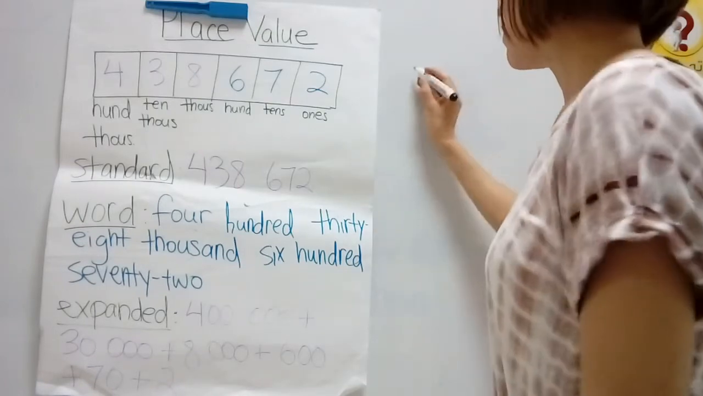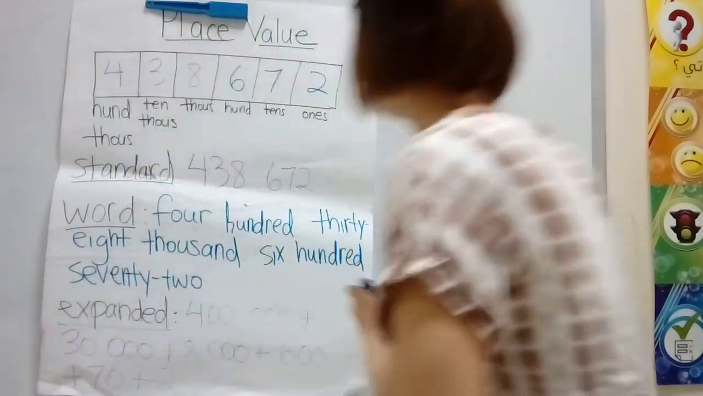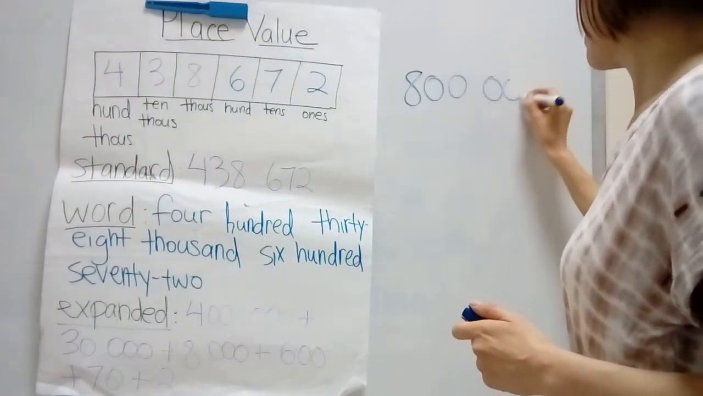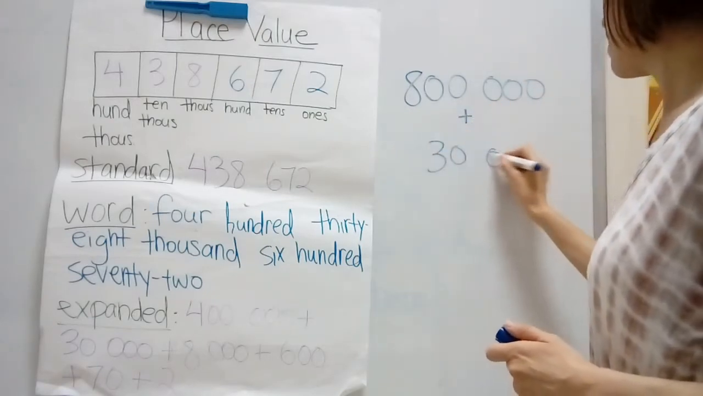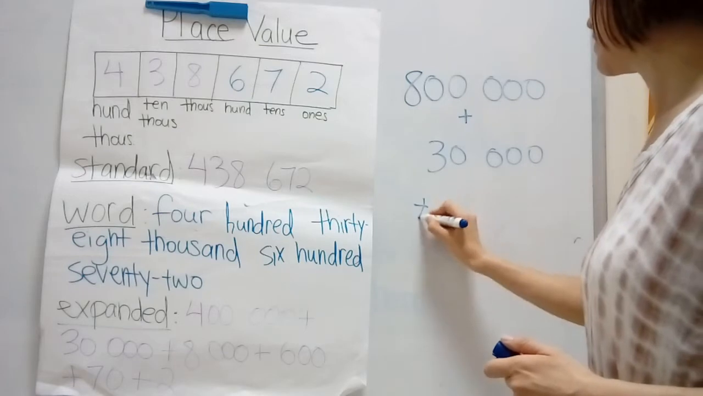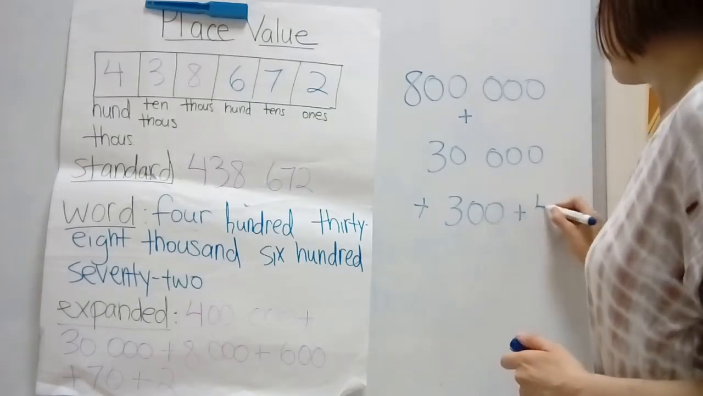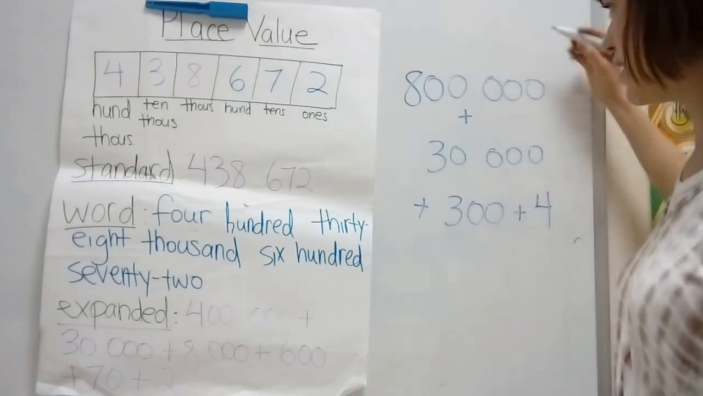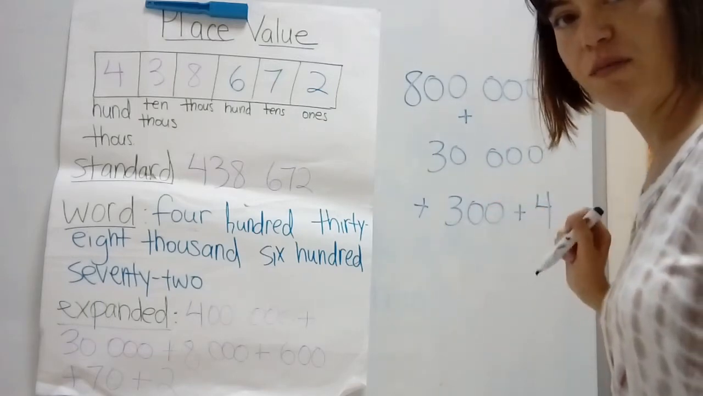So if I give you this number, 800,000 plus 30,000 plus 300 plus 4, you need to think very carefully because there's something missing here. Whichever one is missing will become a 0.